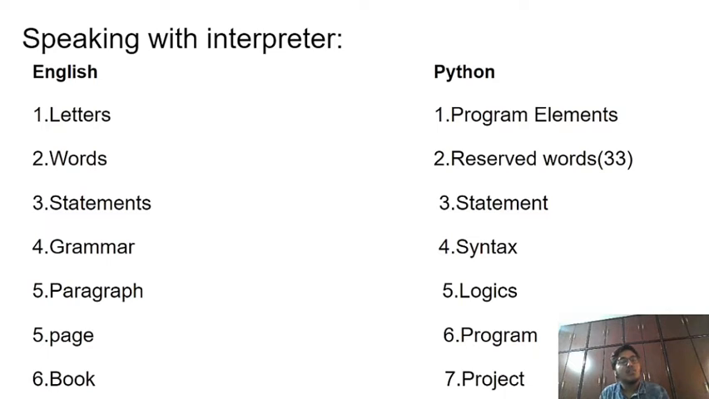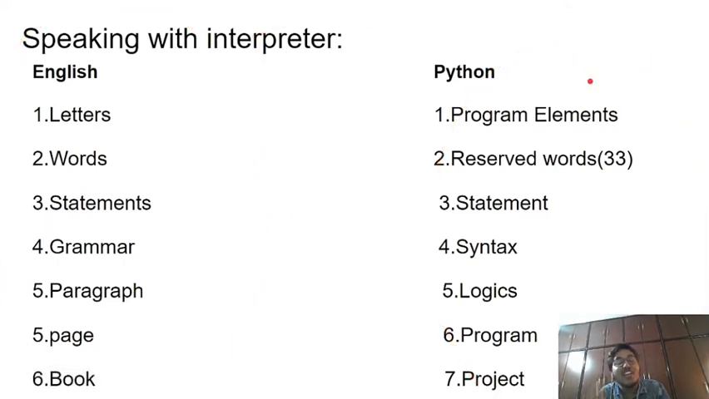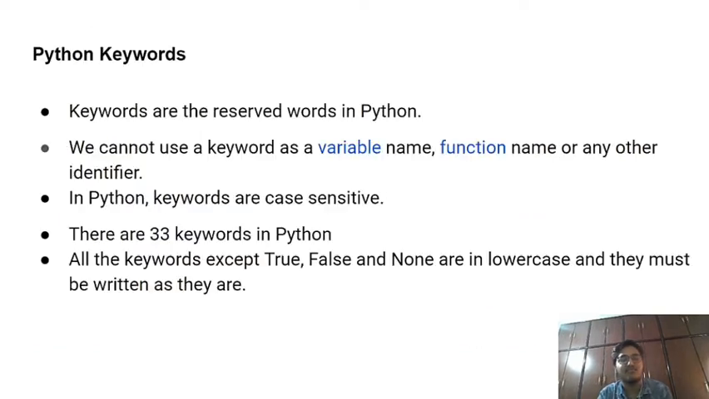Book. A book is very similar to a project. A book is a collection of pages. A project is a collection of programs. This is, guys, the difference between what you are seeing: English and Python. Finally you decide which is easy. Obviously Python is easy, because learning an infinite thing is harder than learning a finite thing. In Python, all are in finite quantity. Definitely if you watch this series, you will be able to master Python.